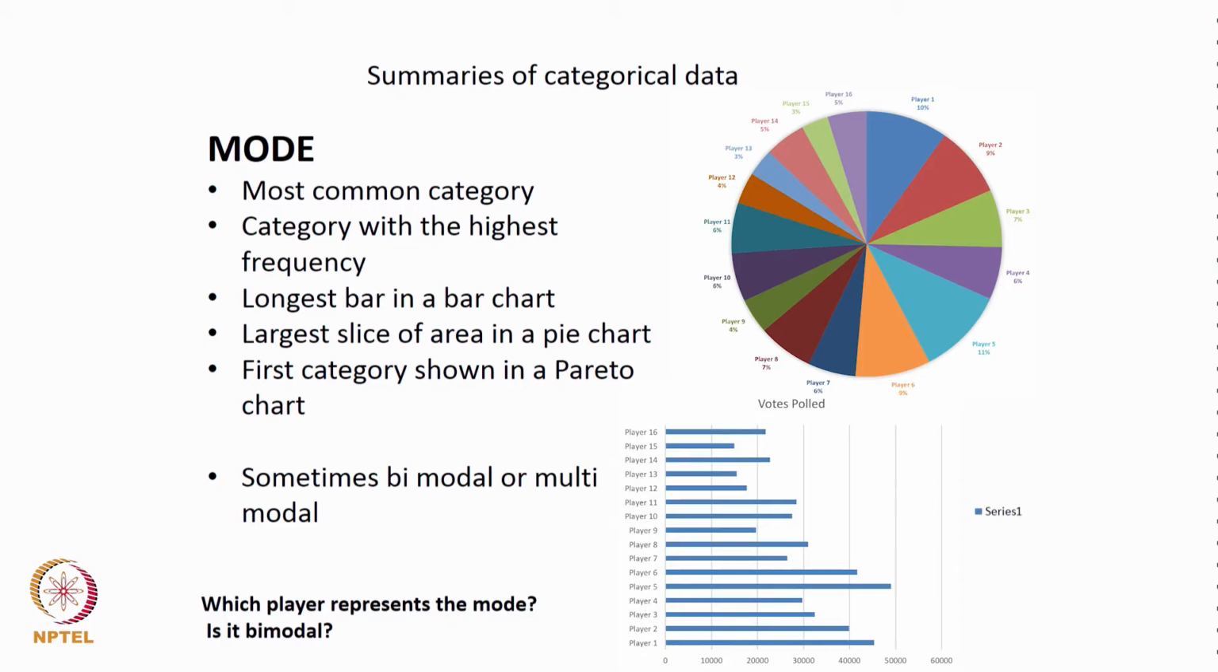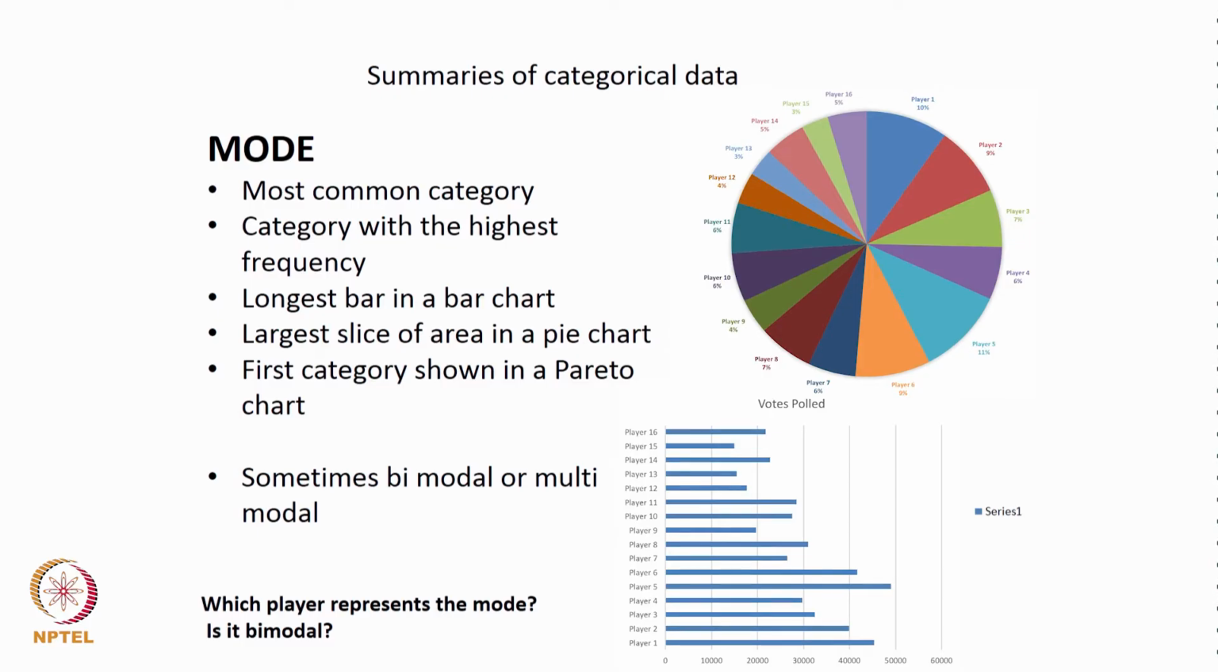mode. So, mode represents the most common category or the category with the highest frequency. So, if we look at the table, we look at the frequency corresponding to all these cases, and the one that has the highest frequency is the mode. If we look at a horizontal bar chart or a vertical bar chart, the mode is the longest bar in the bar chart. If we look at the same data represented as a pie chart, the mode is the largest slice of area in the pie chart, the one that occupies the largest area in the pie chart.